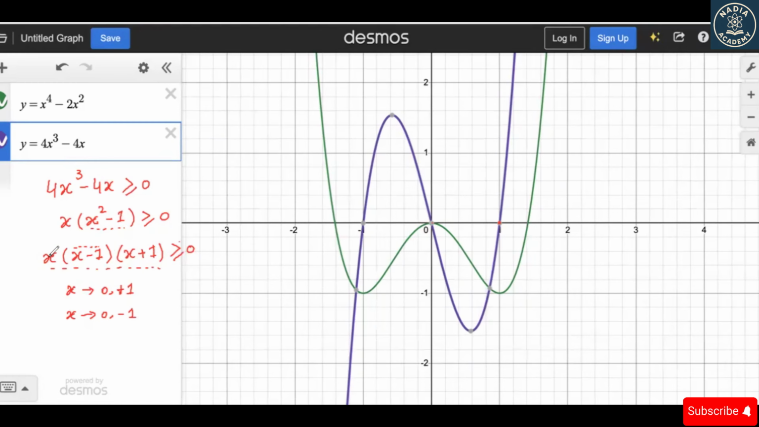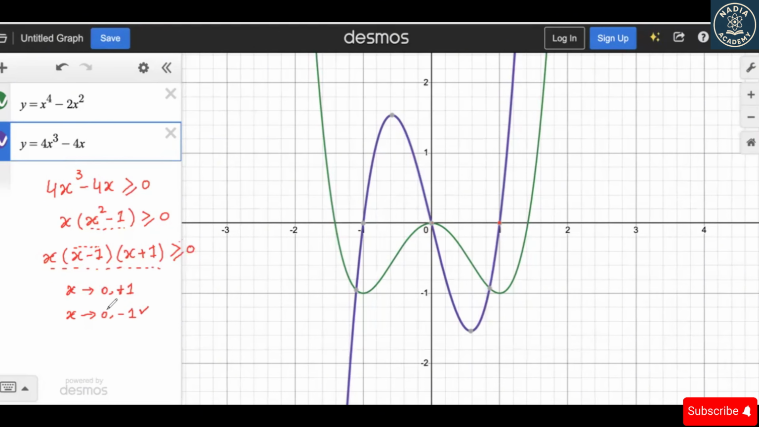And then this x is actually negative, so negative times negative, the answer will be positive. So then this inequality will be true. So it is over here. So within this interval, we have an increasing function from 0 to negative 1.